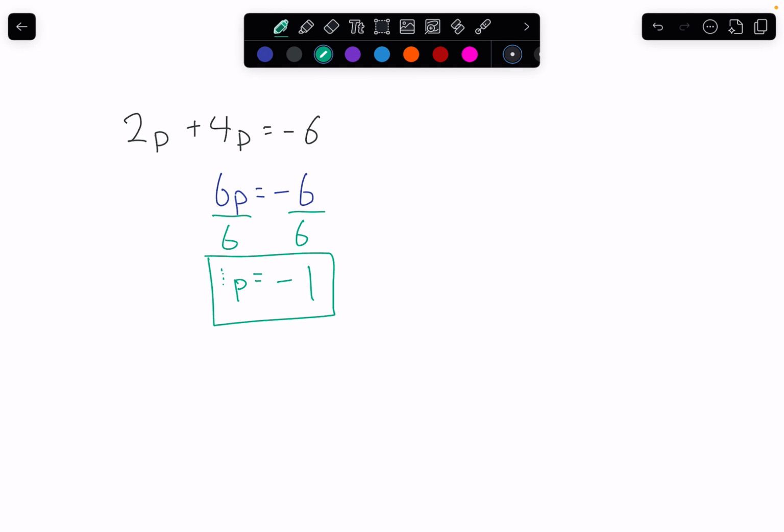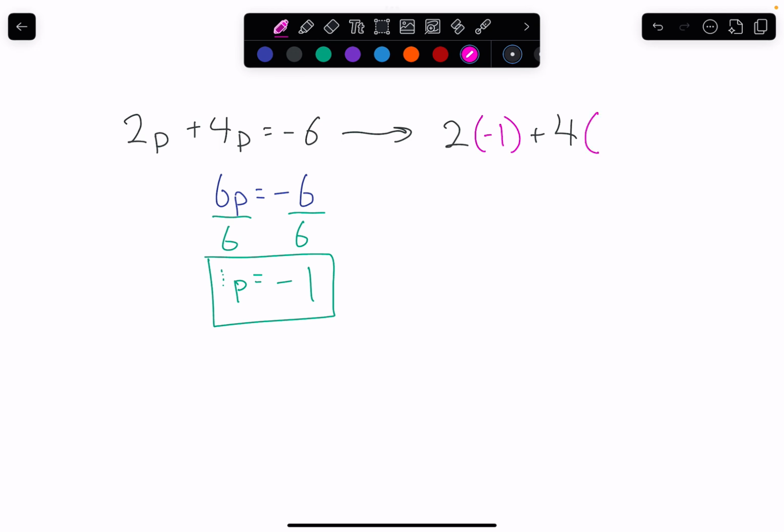And if what we started with in the beginning is true, what that tells us is that when p is equal to negative 1, the whole left-hand side will be equal to the whole right-hand side. And so when I tell you to check your answers, that's what I mean. We know if we were to rewrite our equation from the original problem, 2, and then instead of a p, we'd write the negative 1, plus 4, and again, instead of a p, we'd write a negative 1. And if we did things right, that should all be equal to negative 6.